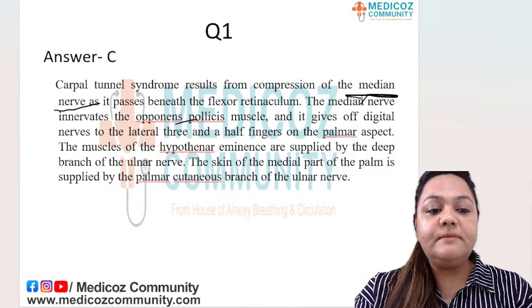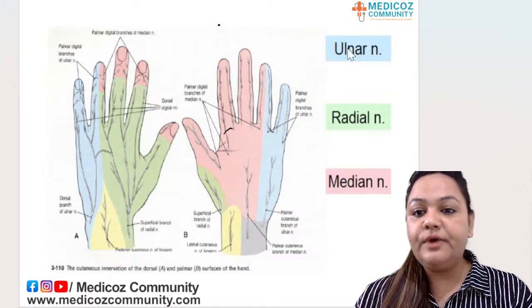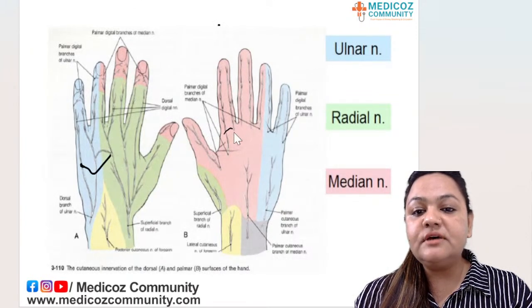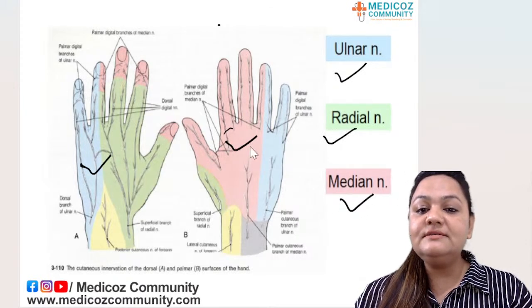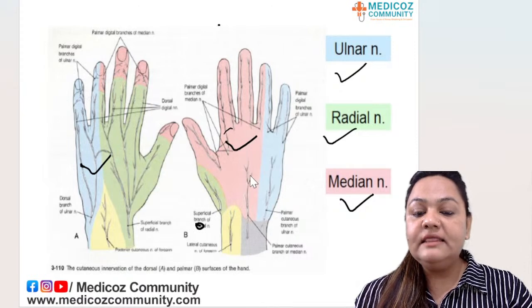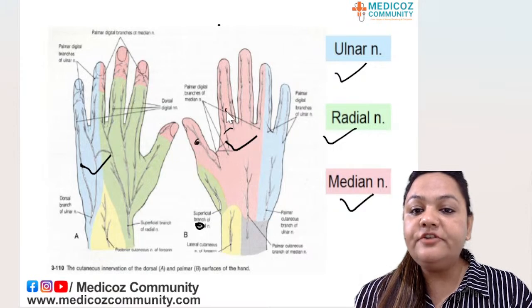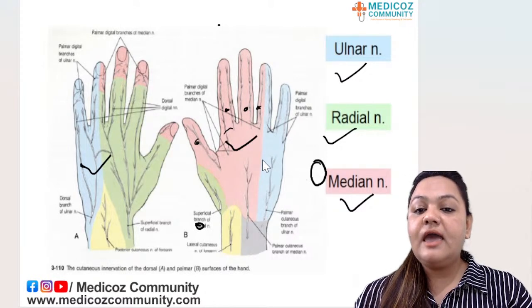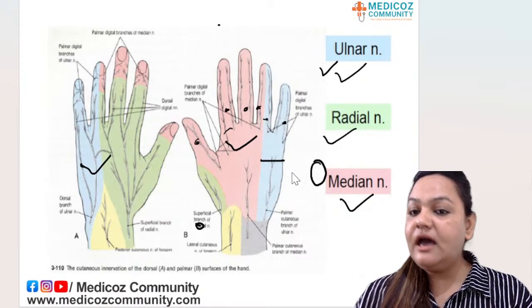Now we all know the nerve supply of the median nerve in the hand. Here this diagram shows the nerve supply of the dorsum and palmar aspect of the hand, and here we have three nerves: ulnar nerve, radial nerve and median nerve. In the palmar aspect of the hand, the lateral half, including the lateral 3.5 digits, is supplied by the median nerve, and the medial part of the palm and the medial 1.5 digits are supplied by the ulnar nerve.